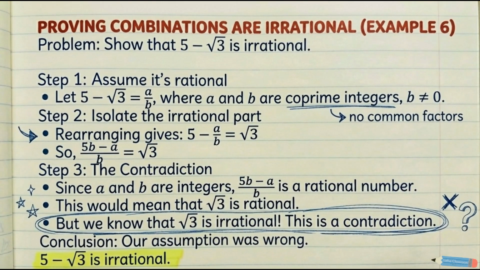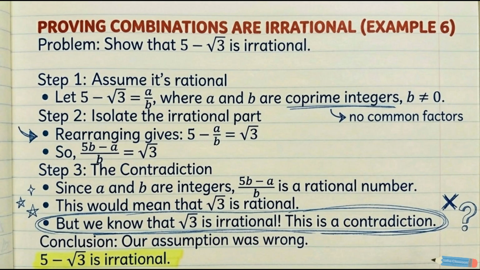Next, proving combinations are irrational. Example 6. Show that 5 minus root 3 is irrational. Assume it's rational. Let 5 minus root 3 equal a by b, where a and b are co-prime integers, b is not equal to 0. Isolate the irrational part. Rearranging gives 5 minus a by b equals root 3. So (5b minus a) divided by b equals root 3.